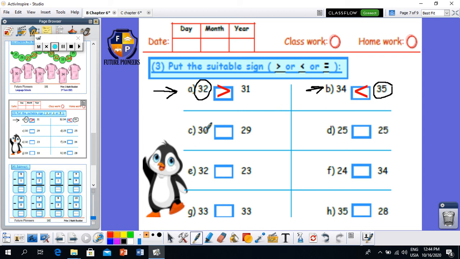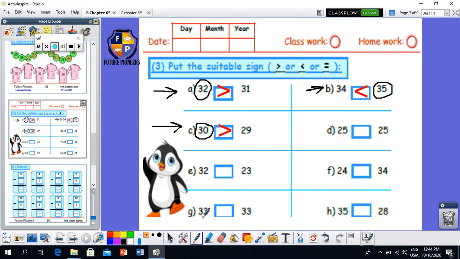Number C, 30 and 29. Which is greater, 30 or 29? Of course, 30 is greater than 29, so I will put a circle around 30. And now open the alligator mouth to eat 30. When we read this equation from the left side, 30 is greater than 29.